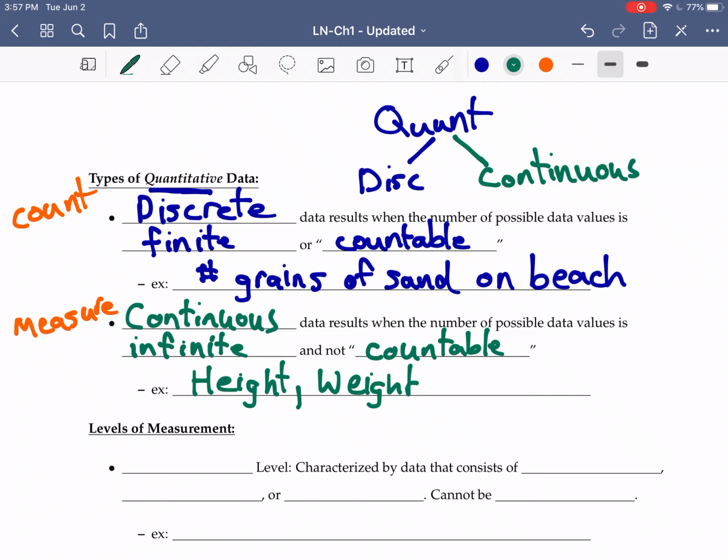All right, next time we're going to look at something called levels of measurement, and we are going to talk about 4 different levels of measurement. We'll talk to you there.